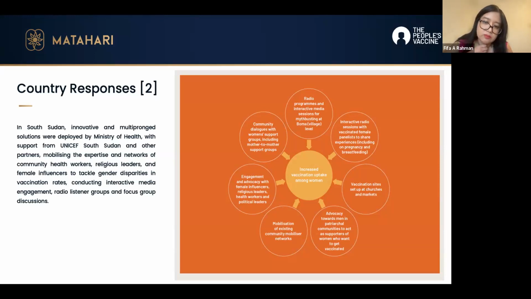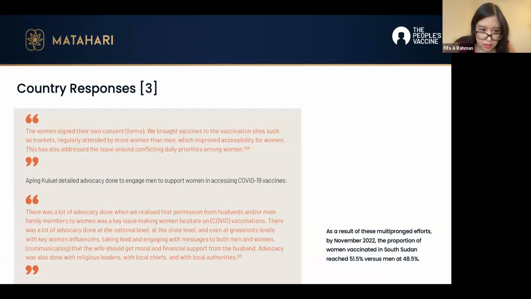But of course, if gender had been factored in from the very beginning, they wouldn't have had the initial problems with most vaccinations being taken up by men only. And of course, this is more on South Sudan, where there was a lot of advocacy done and women signing their own consent forms. And you can see there by November 2022, the proportion of women vaccinated in South Sudan reached 51.5% of the total cumulative vaccinations.